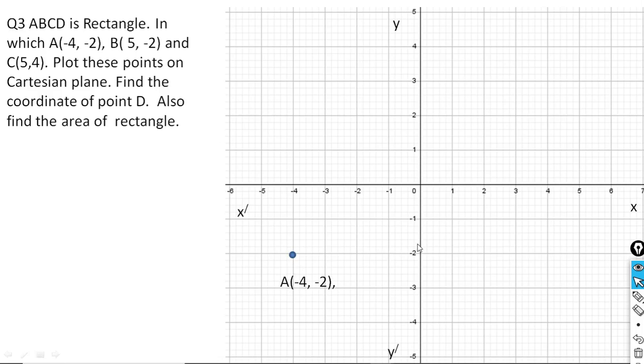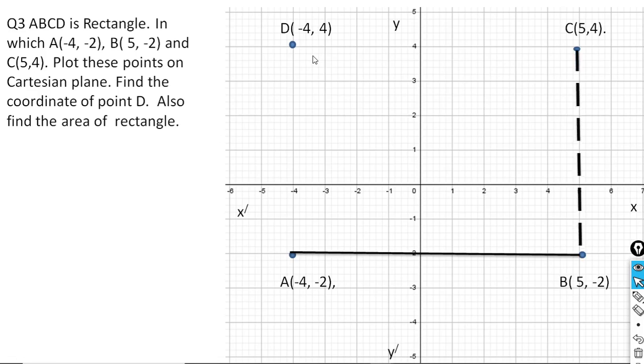Point B, (5, -2), is x is 5, y is -2, in the down direction, fourth quadrant. Point C is x is 5, y is equal to 4. Now student, this is the point C. We have to look for a point D. For the point D, it should lie somewhere in the second quadrant. So how much left do we have to move? We have to move left -4, and how much above do we have to move? 4 units. So the coordinate would be point D, (-4, 4).